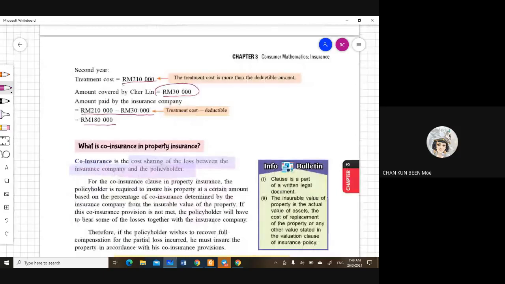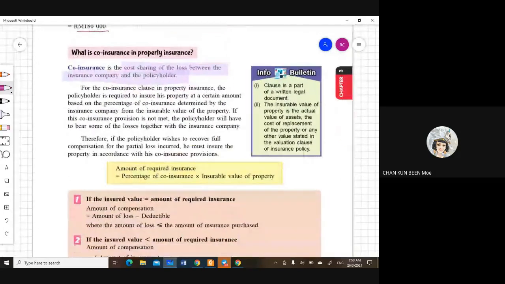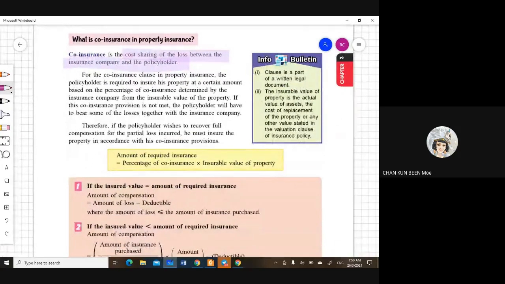Okay, so that one is about deductible for the treatment and also for the motor insurance. Now we enter into the co-insurance. Co-insurance in property insurance. Okay, so co-insurance is the cost sharing of the loss between the insurance company and the policyholder. That is, when you buy an insurance, you have to share the cost. The cost won't be much, but you have to share between yourself and the insurance company.